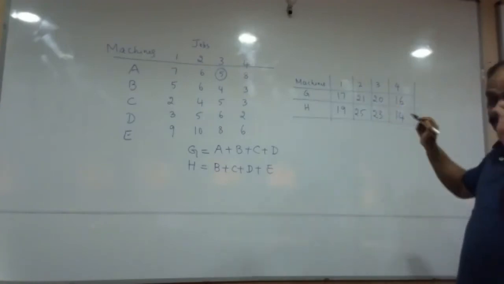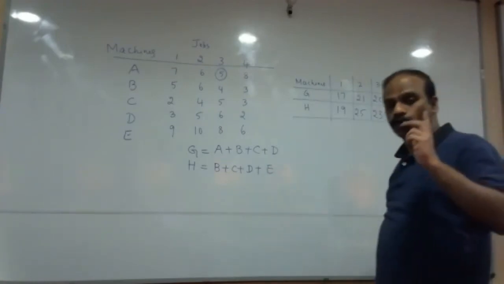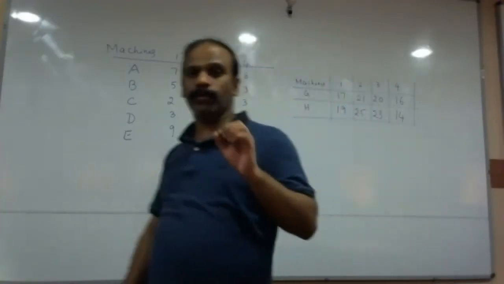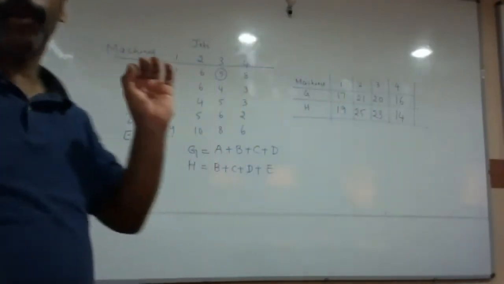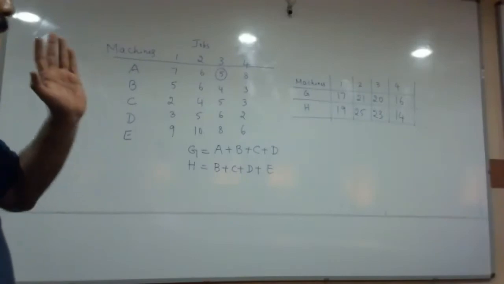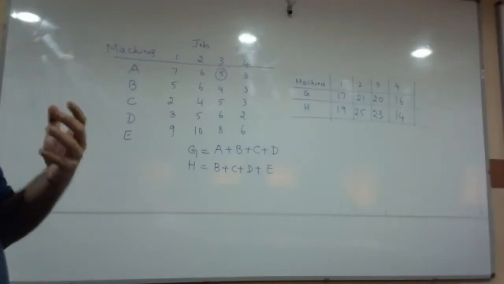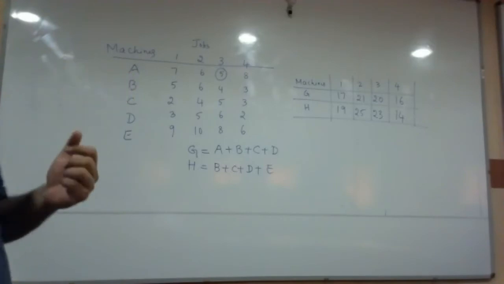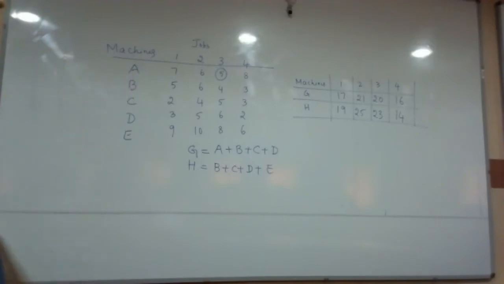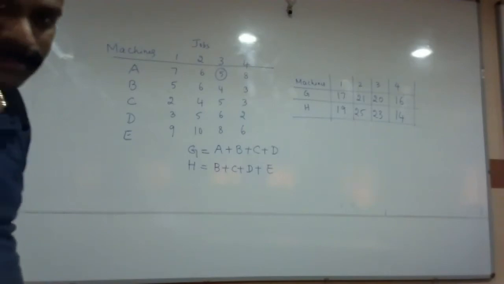Since the machine has been successfully converted into a 2 machine problem, now we are able to apply Johnson's rule and find the order. I hope you all remember how we apply Johnson's rule here. Can anybody please tell me what are the basic rules to be followed in Johnson's rule?